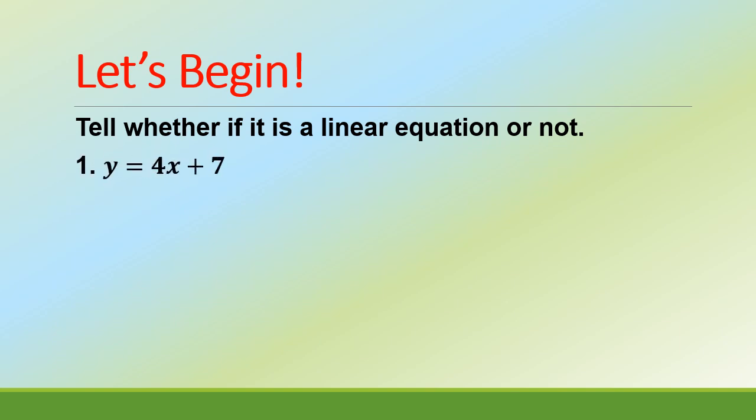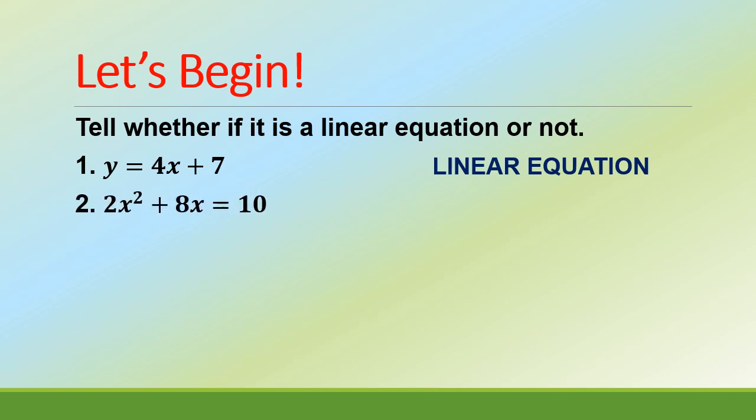Number 1, y is equal to 4x plus 7. Is it a linear equation or not? Okay, correct. It is a linear equation. Next, 2x squared plus 8x is equal to 10. Correct. It is not a linear equation.